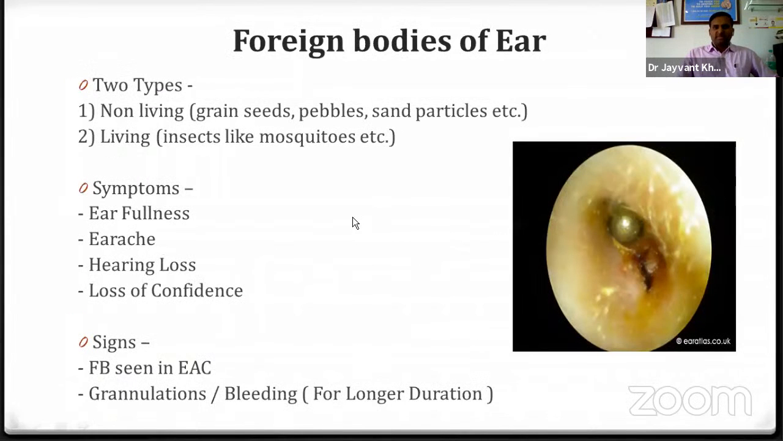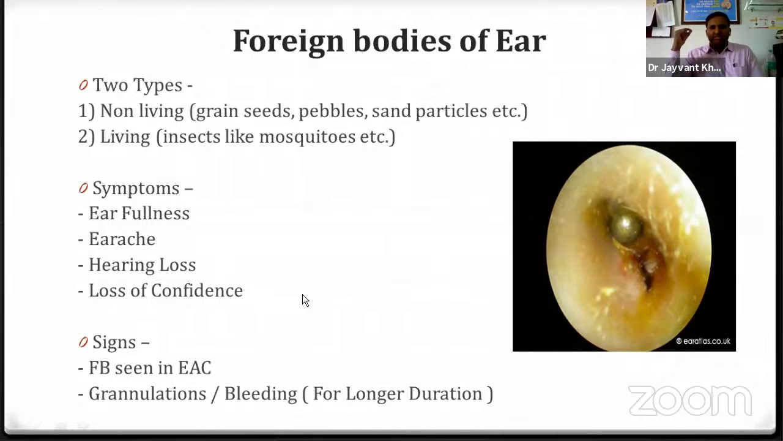Foreign bodies in the ear. There are two types of foreign body, living and non-living. Non-living: grain seeds, pebbles and sand particles. Living: insects, mosquitoes, ants, like these living organisms present in the EAC. Symptoms: earfullness, earache, sometimes hearing loss and loss of confidence.